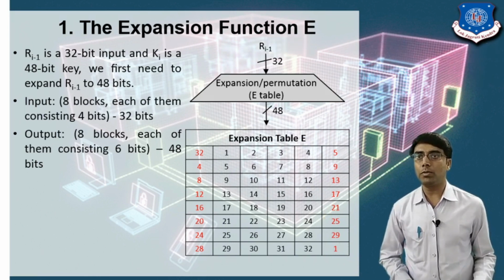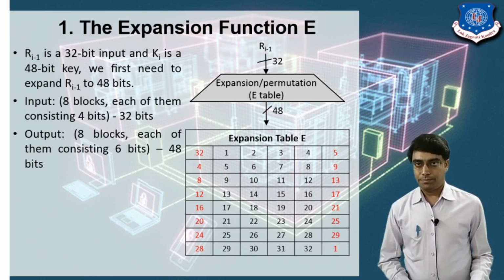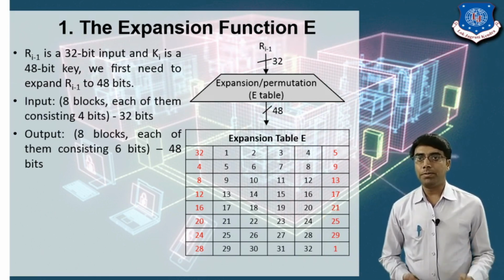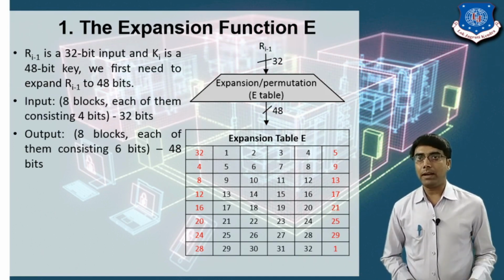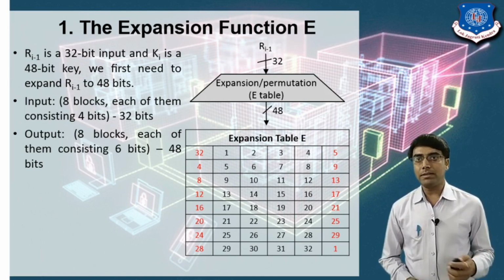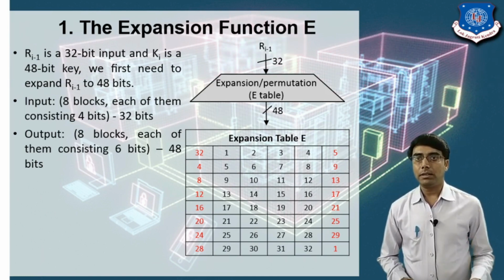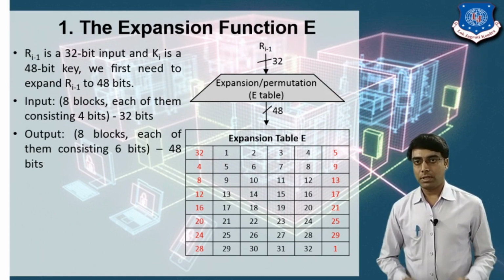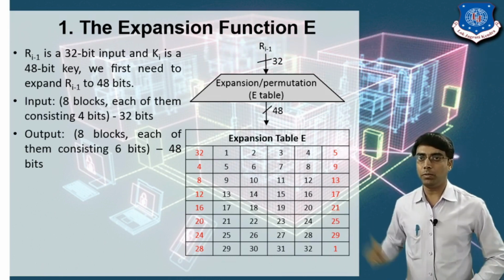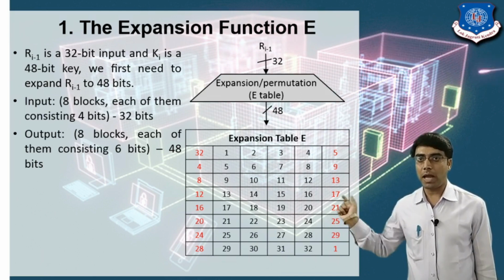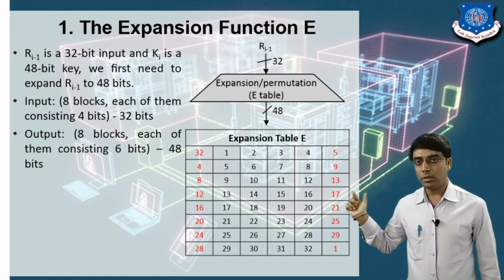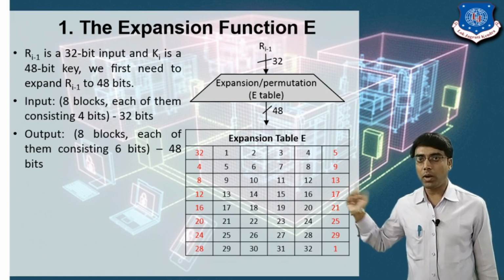This is our 4-bit. Because 4 multiplied by 8, the total size is 32-bit. So our right half, or we can say the right plain text, is 32-bit in size. Now, how do we convert this to 6-bit? Because now you can see the red font, 32 and 5.